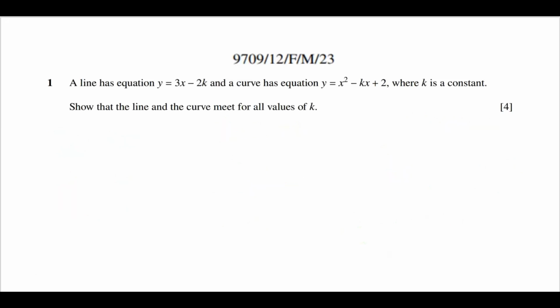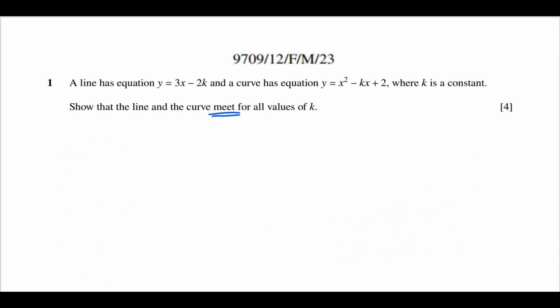Now the first question is from the question paper 12 FM 23. A line has equation y is equal to 3x minus 2k and a curve has equation y is equal to x squared minus kx plus 2, where k is a constant. Show that the line and the curve meet for all the values of k. So we have to prove the line and the curve meet.